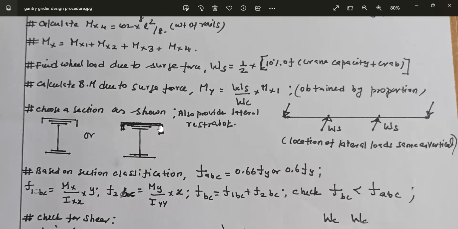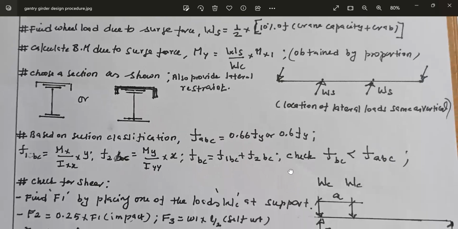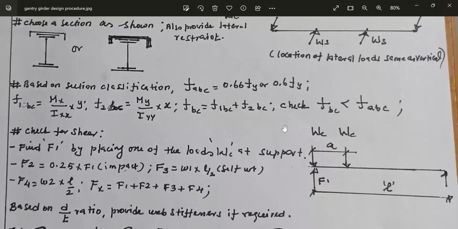Suppose you are providing a channel of ISMC 400, then this will be 200. Then add the stress due to vertical bending and the lateral bending. The total stress should be less than the allowable bending stress. Allowable bending stress is 0.66 Fy. Most probably 0.66 Fy will be used because there is no flange buckling or web buckling, as in the case of a rolled section. Then we have to calculate the shear force due to various loads.